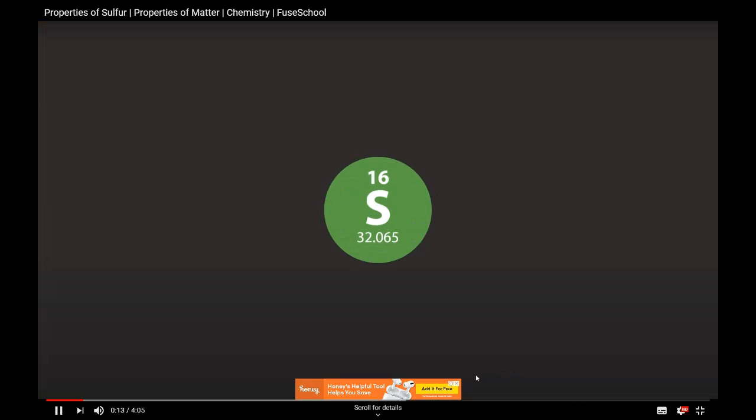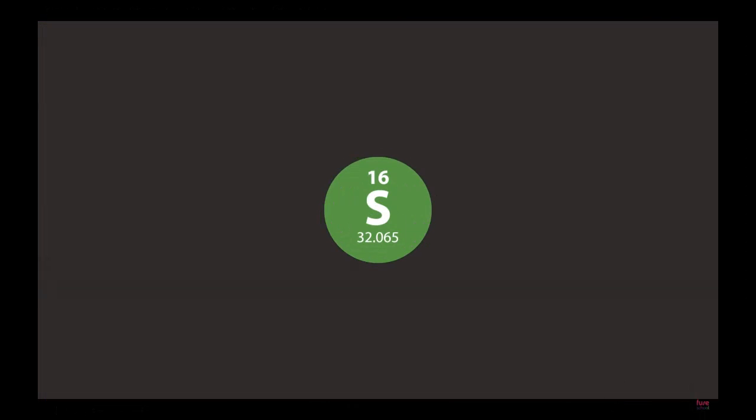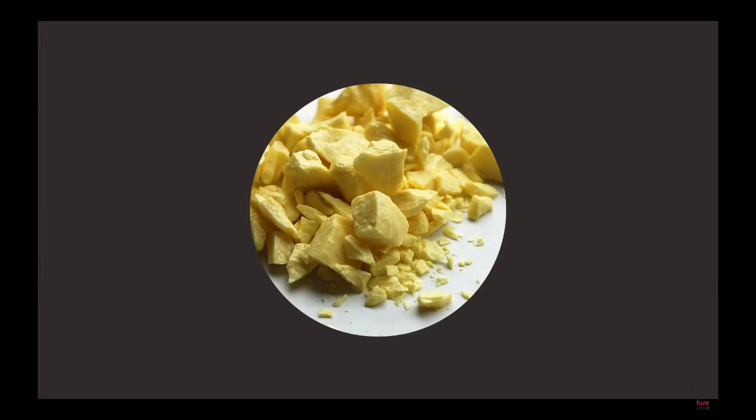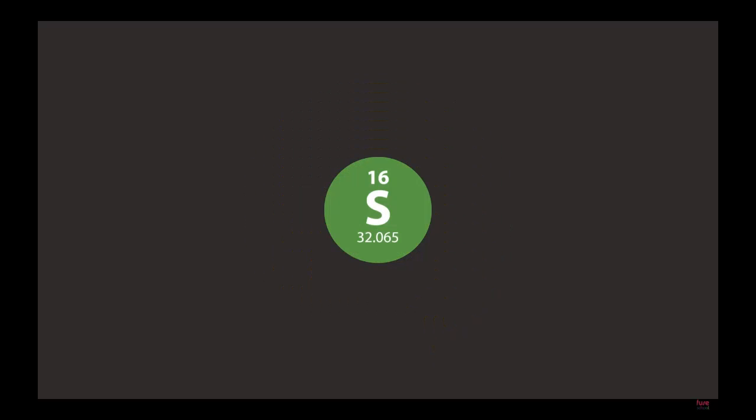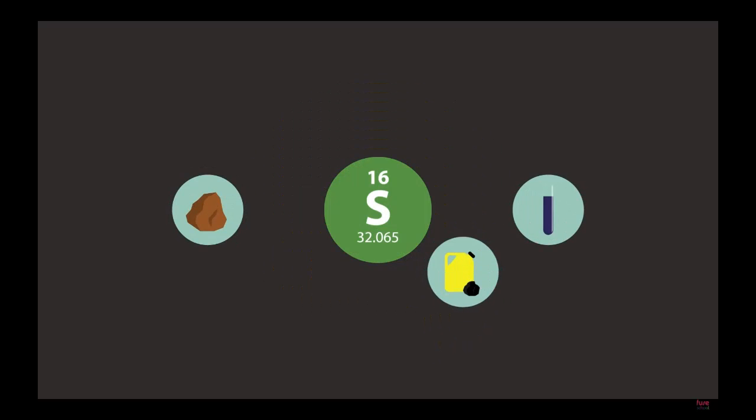Sulfur is the 16th element of the periodic table and is a non-metal. In its elemental form, it is a bright yellow crystalline solid at room temperature. In this video, we are going to look at the basic physical and chemical properties of sulfur. We will also discover some real-life applications of sulfur-containing compounds, including how it is found in fuels and what happens when it is combusted and consequently reacts with oxygen.